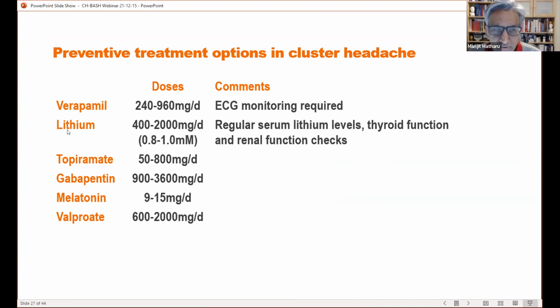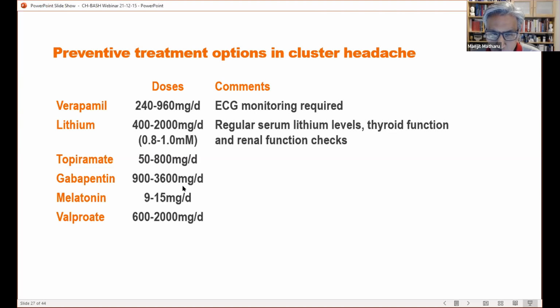There's a lot of open label data that confirms that lithium, especially in chronic cluster headache, can be useful, but you often have to go up to the upper part of the therapeutic range. And of course, you have to be careful in terms of the monitoring because you can get thyroid and renal dysfunction with it. Topiramate is often used at relatively high doses. I generally go up to 400 milligrams and on rare occasions up to 800 milligrams if tolerated.